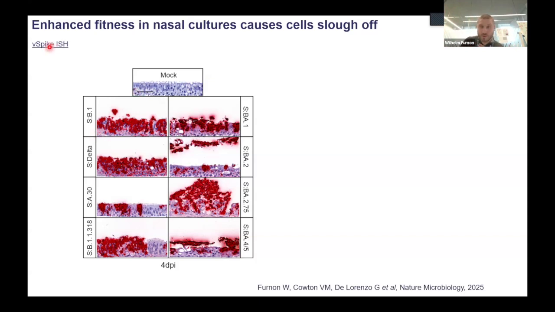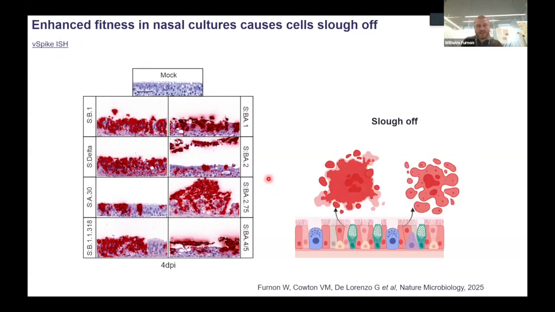And here, by staining for the viral spike RNA by in situ hybridization, we could see that first, all these cultures are highly positive. But what you could see here is that all the cultures infected with the post-Omicron recombinant viruses were associated with this debris detaching from those cultures. And this debris actually has a term, which is called slough off. So basically, because of this efficient entry and replication in the cultures, this is causing the cells to detach and slough off, and they are full of virus. So this could potentially have a role in the transmission later on.